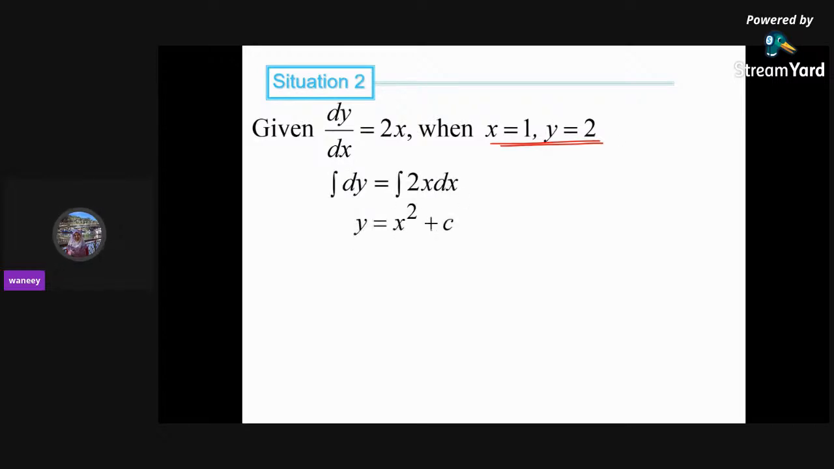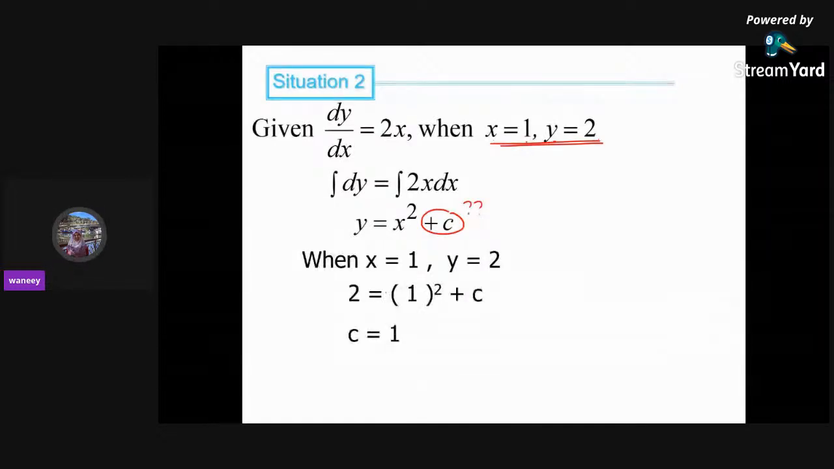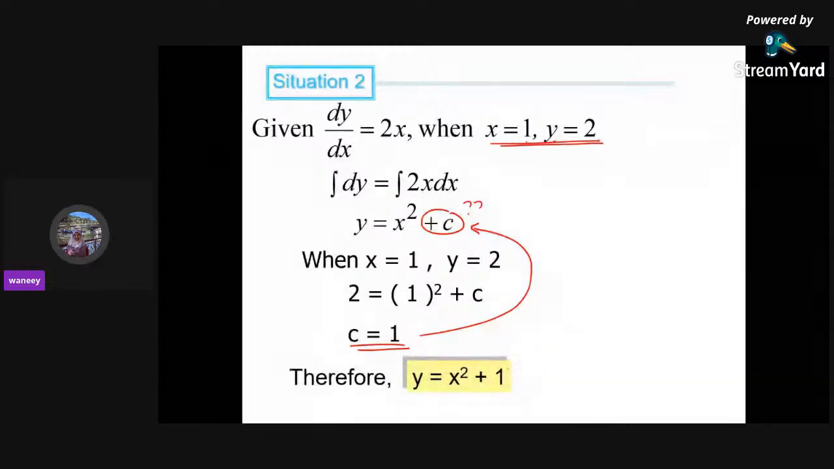You are going to get y equal to x squared plus c. Then, of course, you need to substitute what happened when x is equal to 1 and y equal to 2 to find the value of c. So when x is equal to 1, y equal to 2, we get 2 is equal to 1 squared plus c. Therefore, c is equal to 1. Once you know the value of c, go back to y equal to x squared plus c and substitute the value of c in. Therefore, y is equal to x squared plus 1.